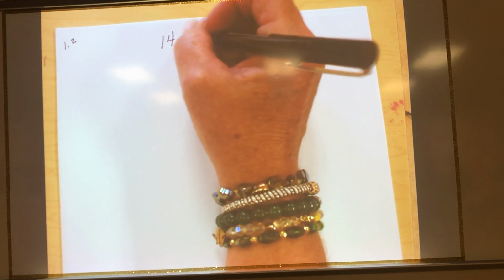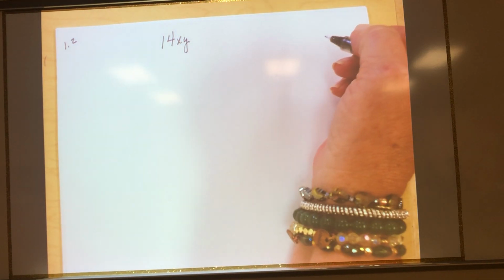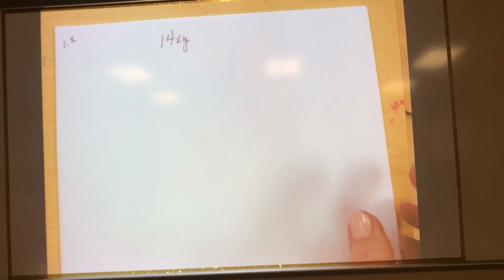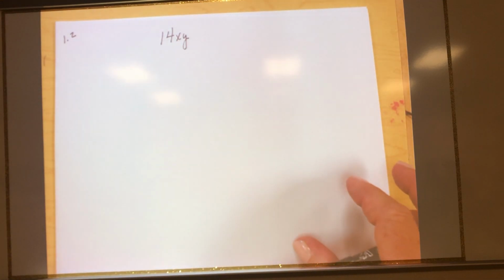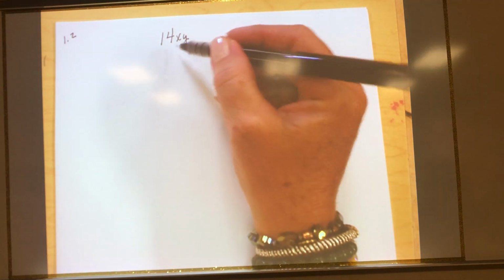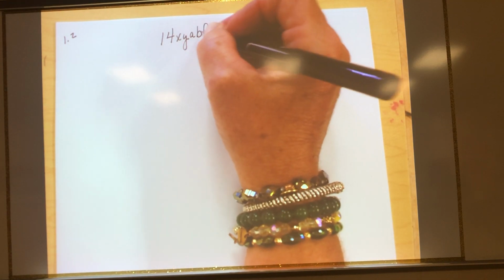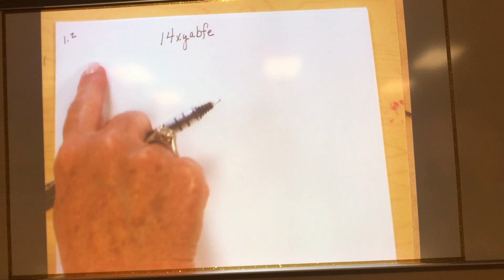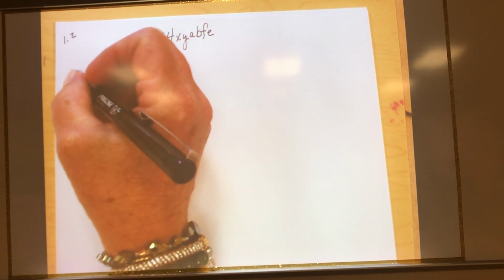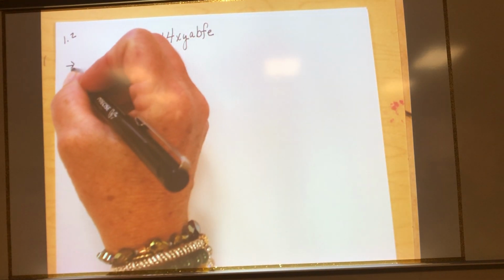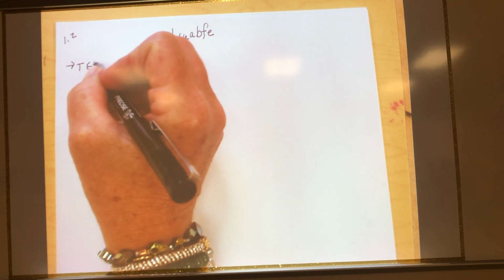14x, y. It's easier if you write it down while I say it than you look back and forth, okay? And trust me, I'm gonna say it to you, okay? 14x, y, a, b, f, e. Okay? So just leave that right there and let's go down here and let's do some definitions. So the first definition is terms.